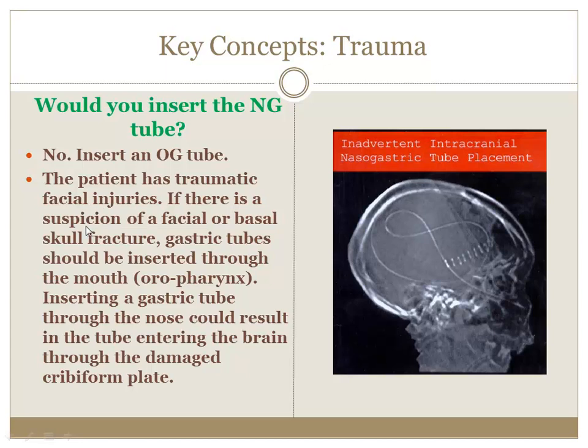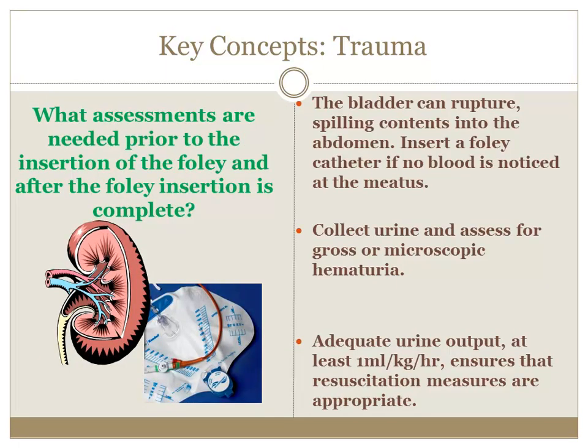It goes in the same place. It just goes, instead of through the nose, through the mouth, which to me would probably be lots more comfortable. Let's talk about assessments needed prior to the insertion of the Foley and then once the Foley is inserted. Again, because the bladder is a hollow organ, it can rupture and it can spill urine into the abdomen, and that can cause peritonitis. So only insert the Foley catheter if there is no blood noticed at the meatus.